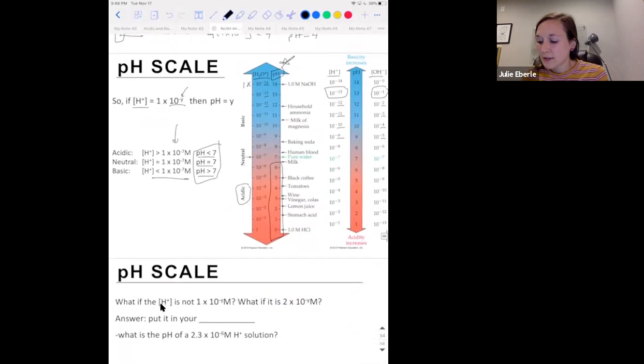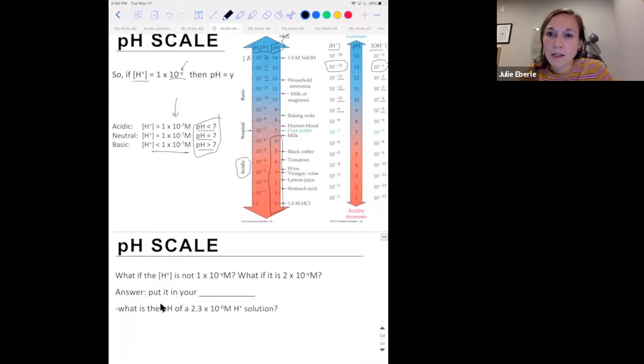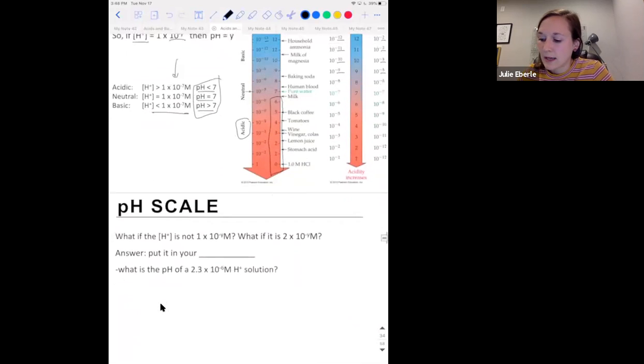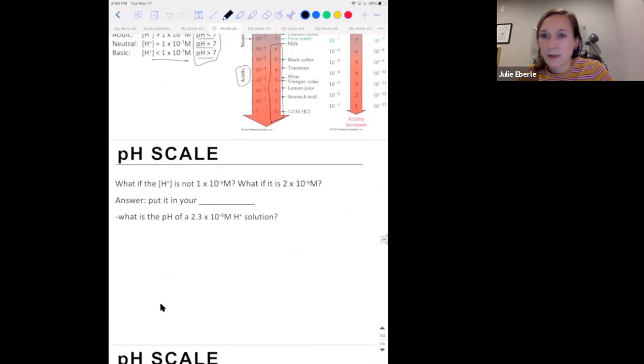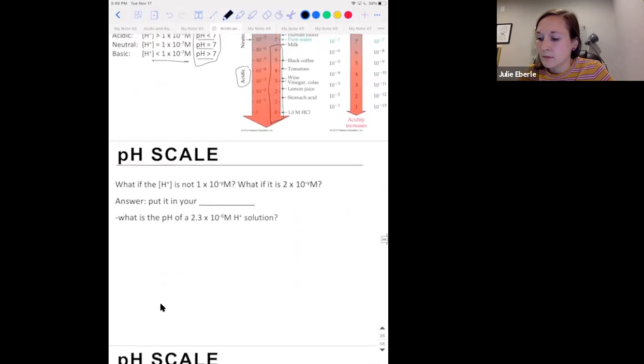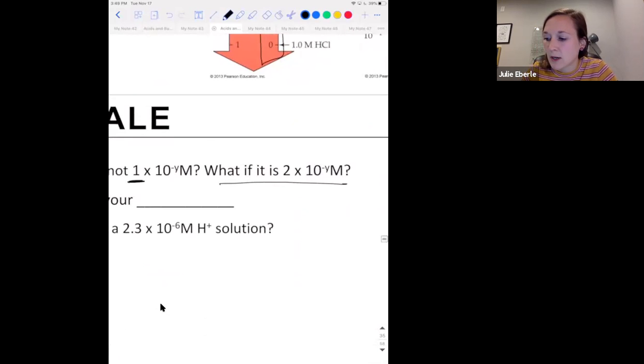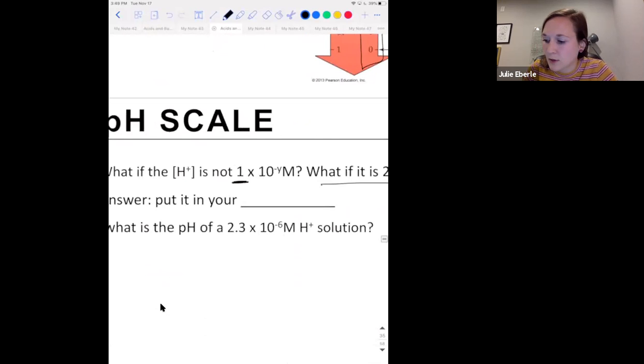All right, so we're almost done, but hang in there with me. We just got a few practice problems we're going to do, and that'll be it for today. Now, we've talked a whole lot about if your base number is 1. What if the base number is not 1? What if instead of 1 times 10 to the minus y, it's like 2, or again, 2.5 or 3? The simple answer, how do you solve for that? Just put it in your calculator. Okay, that's how you solve for that.